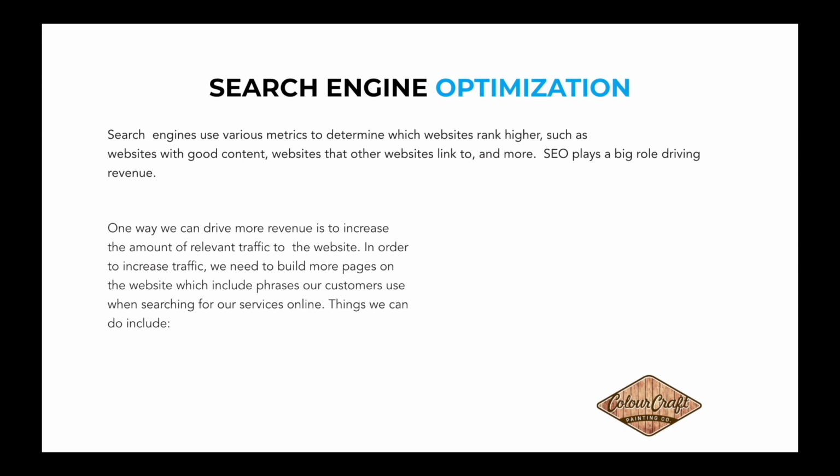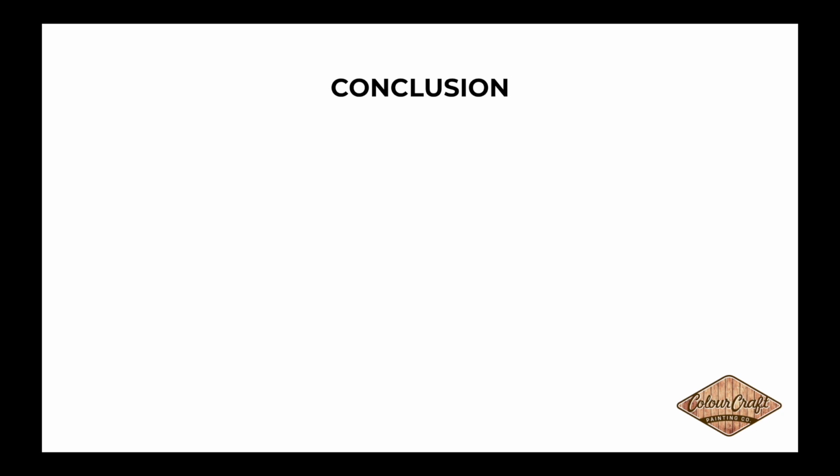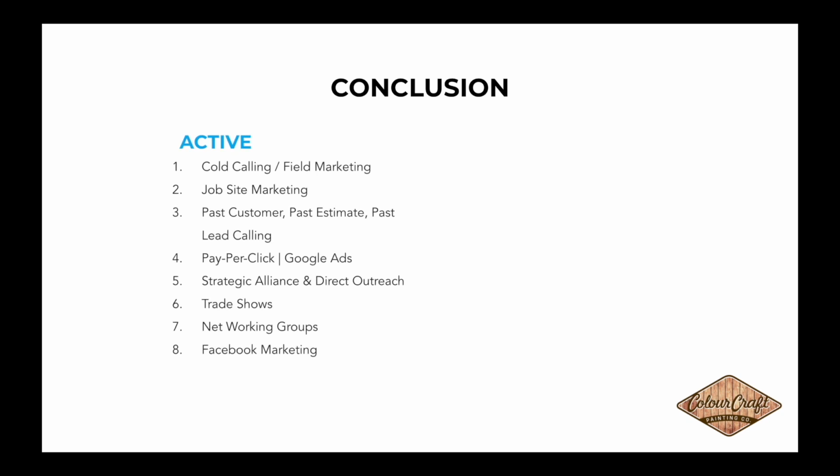Things we do want to include. This is some of the stuff we're including when we're considering search engine optimization: quality content on the website, proper use of title and meta descriptions, headings, keywords, backlinking, website structure, website speed, information consistency across all your sources. In conclusion, those are all the active tactics that we have in the business.